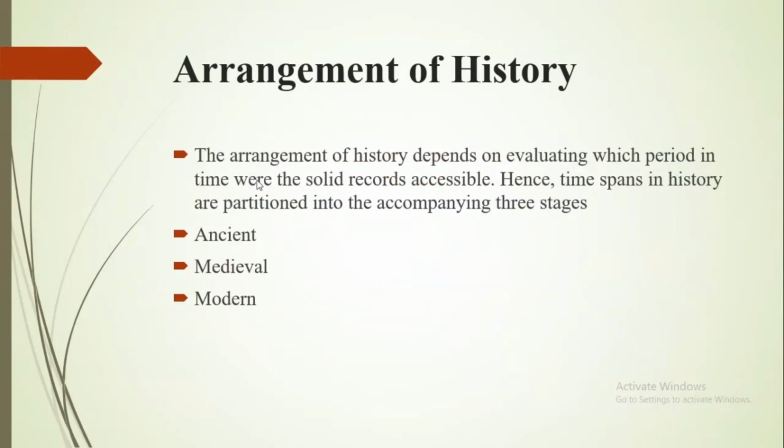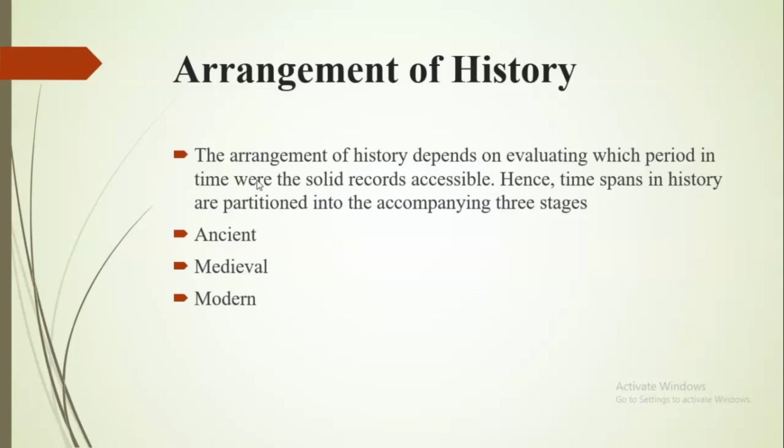How can we categorize history? In how many parts have we divided history? The arrangement of history depends on evaluating in which period of time solid records were accessible. We analyze things and find different logics or reasons for any perspective related to history on the basis of the solid records that we find. According to history, we can find solid records from ancient times till modern times, right? Hence, the time spans in history are partitioned into three stages: ancient, medieval, and modern.